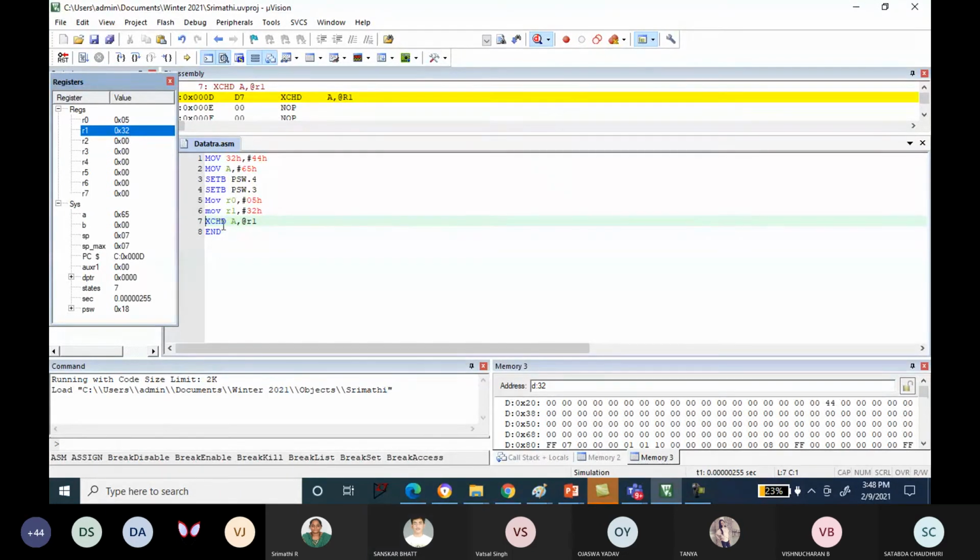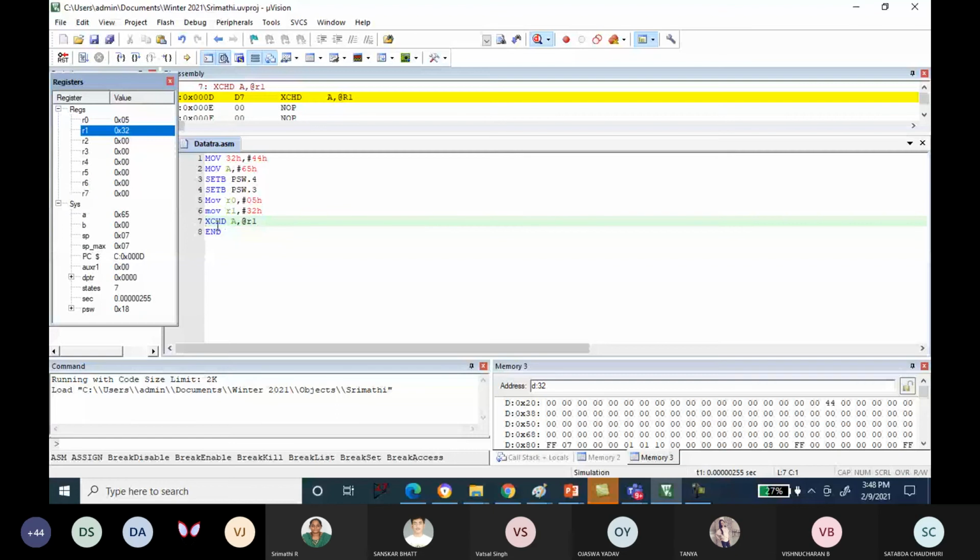Then it is not a full exchange. It is XCHD, meaning only the lower nibble of A will be changed. Now, what is your A? 65H. Please write that in a notebook. What is the lower nibble of A? A nibble is a combination of 4 bits. Lower nibble means the first D0, D1, D2, D3. What is your lower nibble of A? 5. So the lower nibble of A is 5.